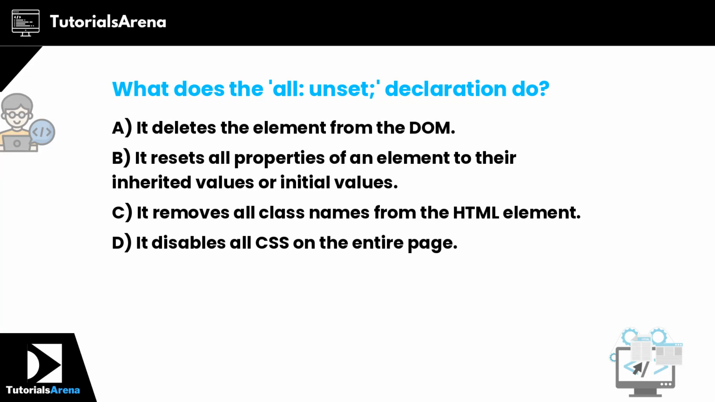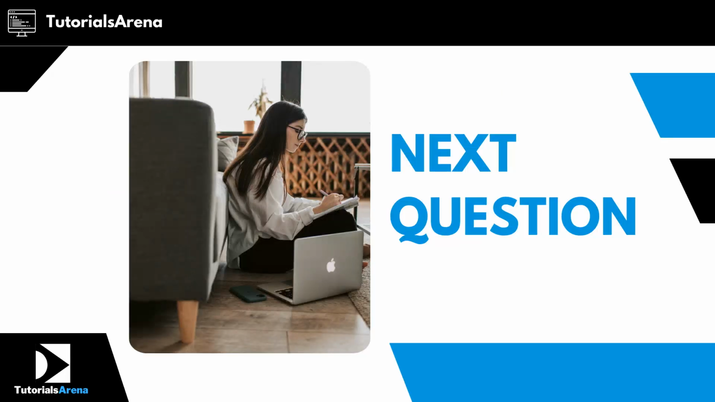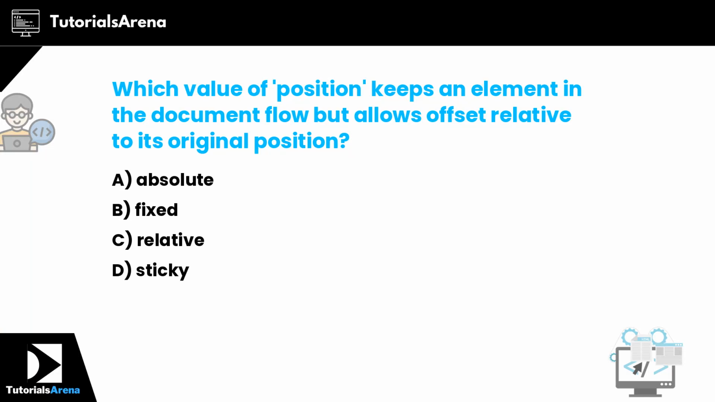What does the all: unset declaration do? The correct answer is option B. It resets all properties of an element to their inherited values or initial values. Which value of position keeps an element in the document flow but allows offset relative to its original position? The correct answer is option C, relative.